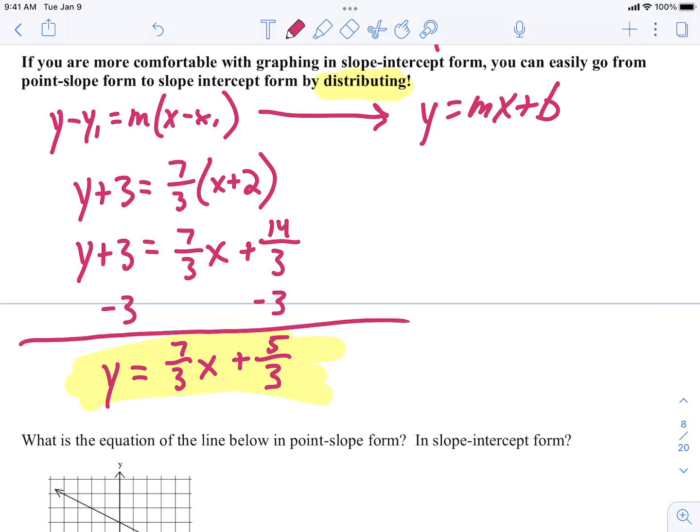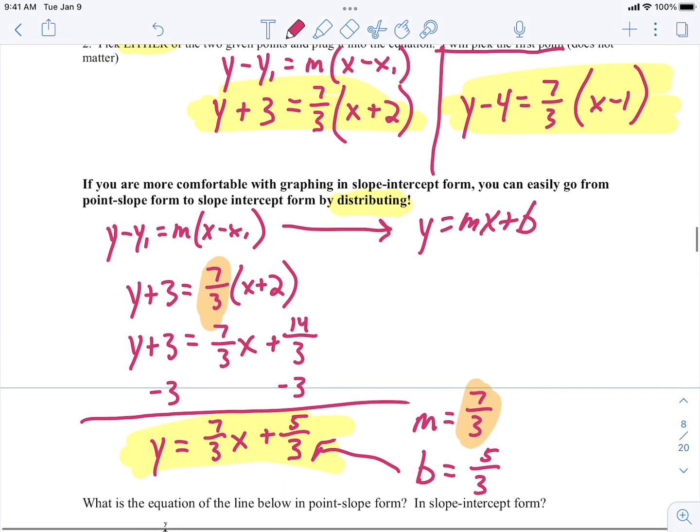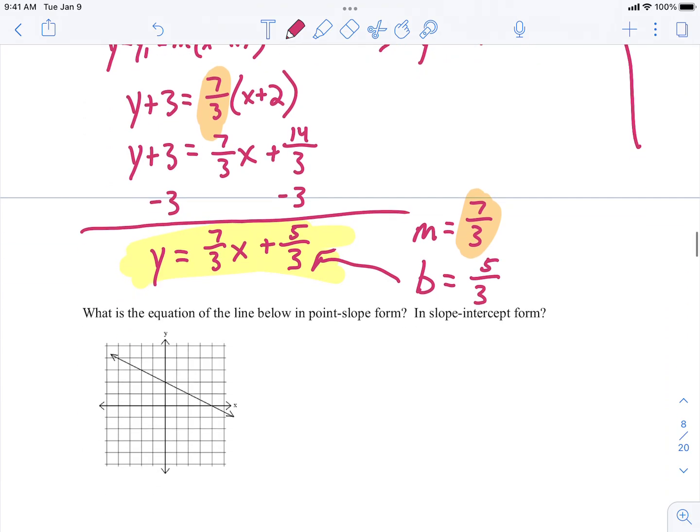Notice y equals mx plus b. My m, of course, will be the same as up here, right? My m up here was 7/3. My m down here is 7/3. And then my b is 5/3. If we solved the right-hand side up here, if we distributed that and then added 4, you would get the same answer as down here.